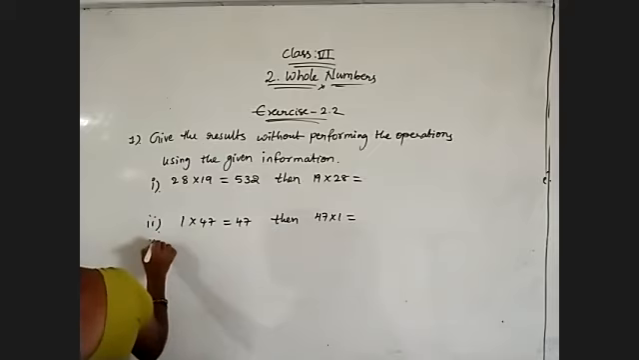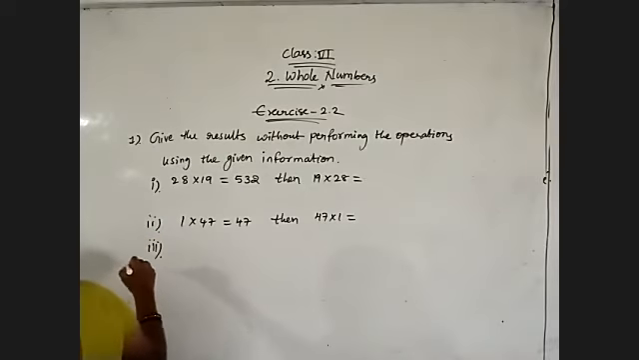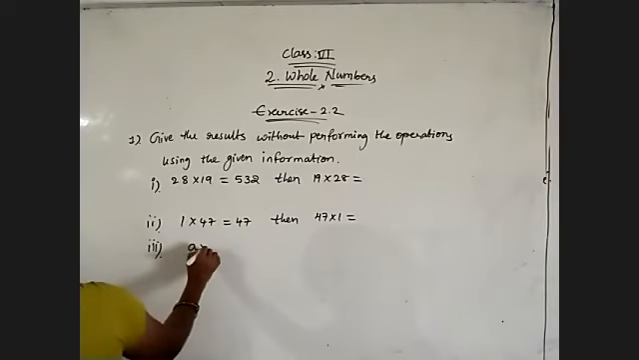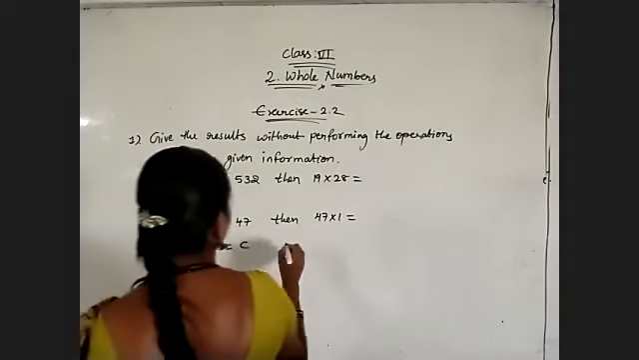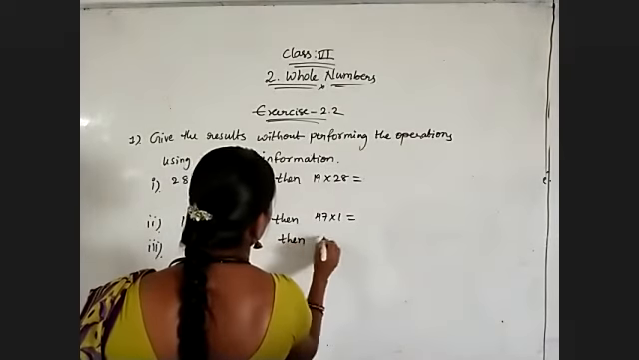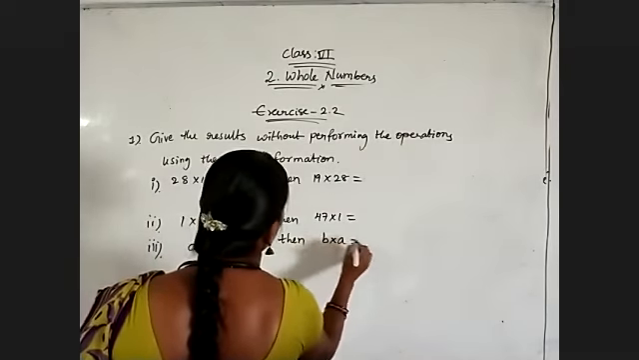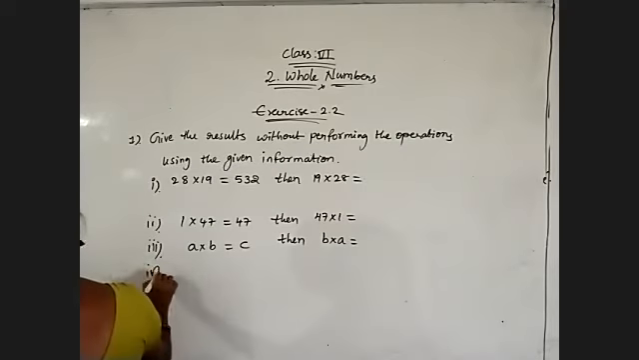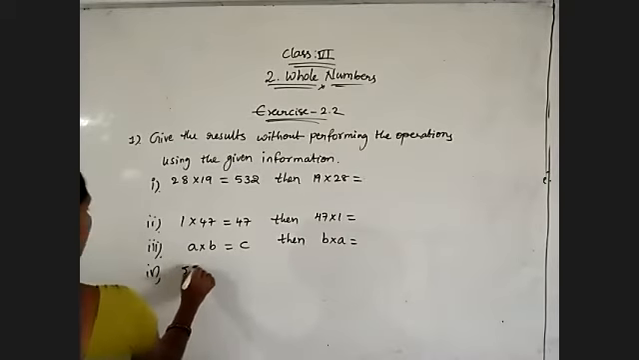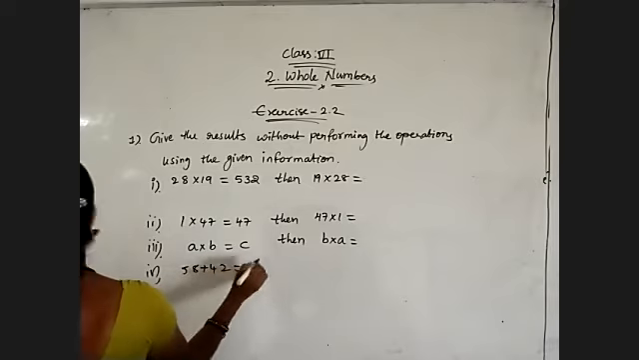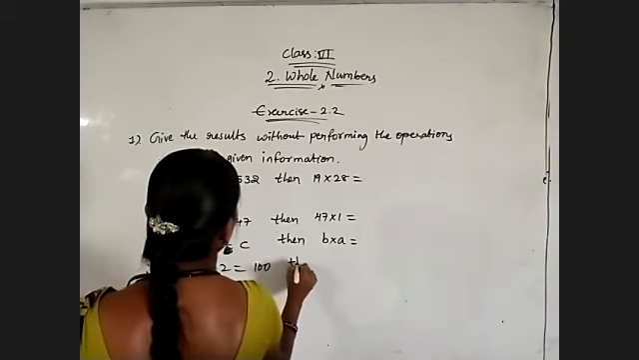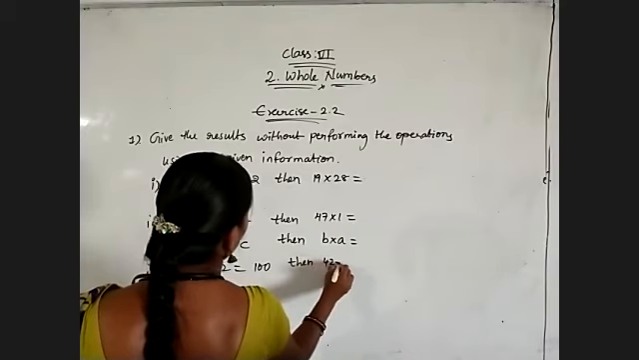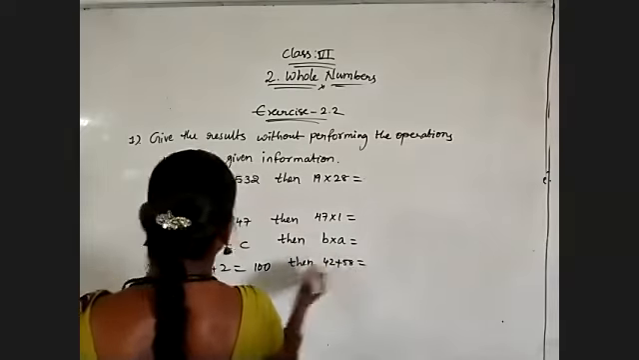Now my third question is A into B is equal to C. Then B into A is equal to what? And my fourth question is 58 plus 42 is equal to 100. Then 42 plus 58 is equal to how much?